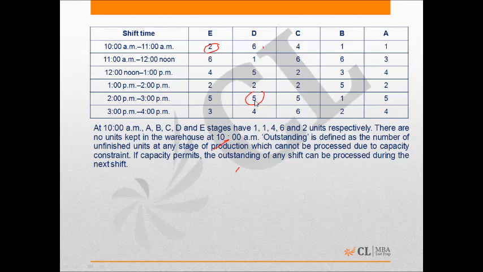And now it is also given that if capacity permits, the outstanding of any shift can be processed during the next shift, which means if one unit at D is lying as outstanding between 11 and 12, it will get processed in the next shift, that is 12 to 1, if there's no issue of capacity constraint.